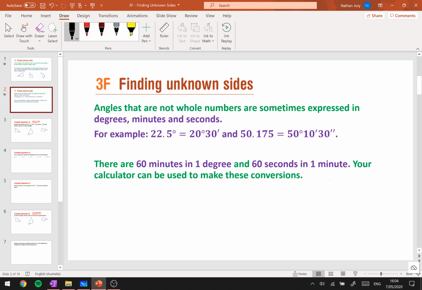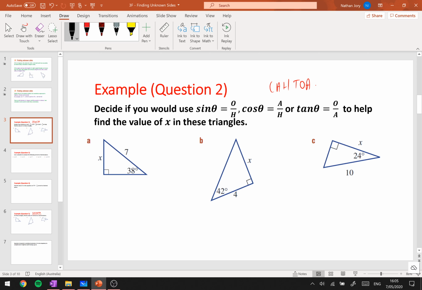So 50.175 goes to 50 degrees, 10 minutes, and 30 seconds. And as it says underneath, there are 60 minutes in 1 degree and 60 seconds in 1 minute. The calculator can be used to make this conversion, so you don't actually have to do it yourself. But with that being said, let's have a look at some examples.